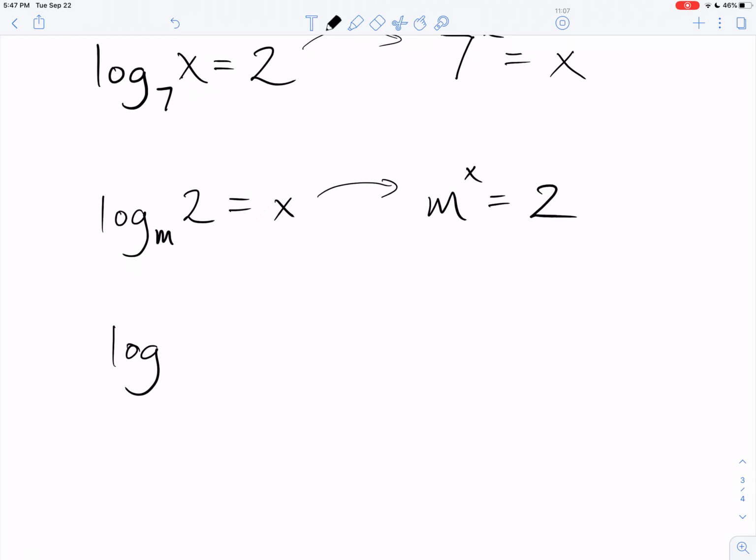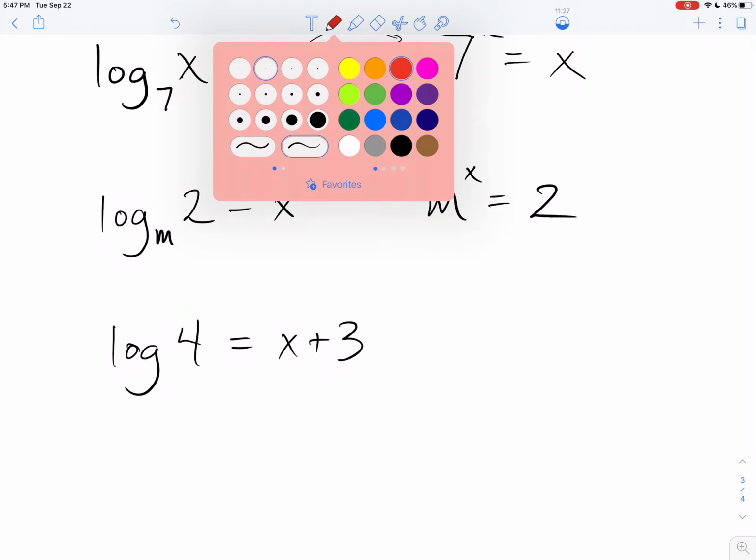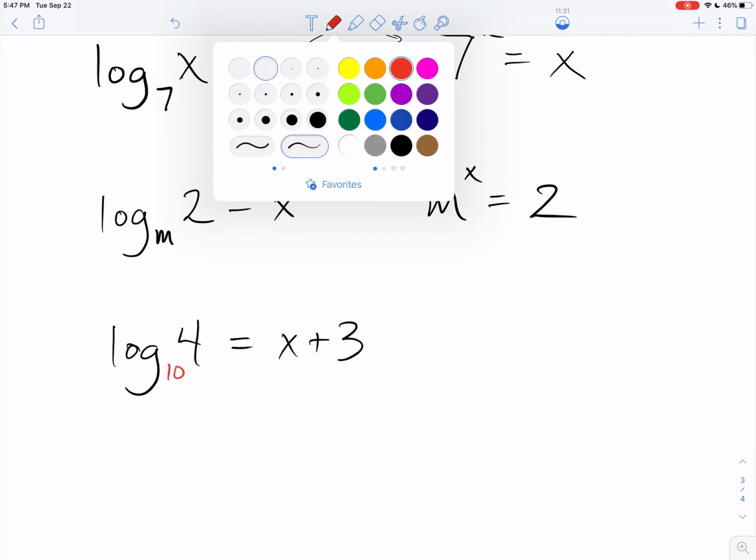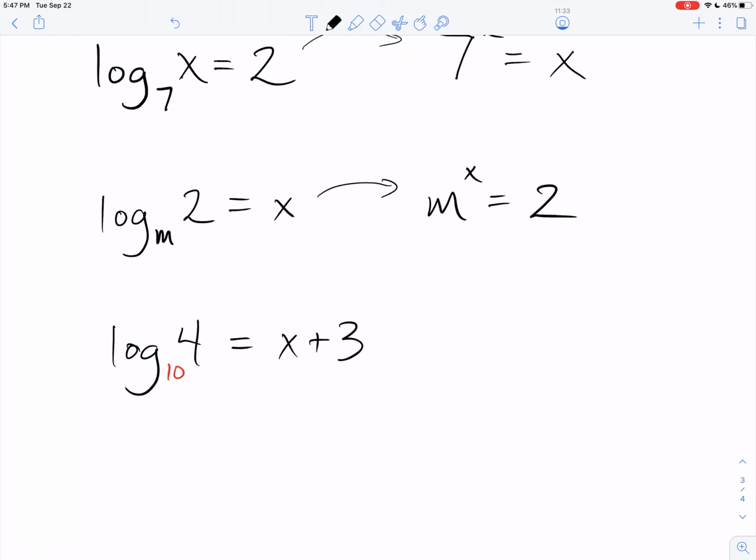Log of 4 equals x. Oh, what the heck? Let's make it fun: x plus 3. And then you say, well, I can't do it. They didn't give me a base. There's no base. Yes, there is. If they don't write in the base number, what is it? It's 10. If they do not write in the base number, then the base is 10. So if it's not written in for you, you assume it to be a 10.